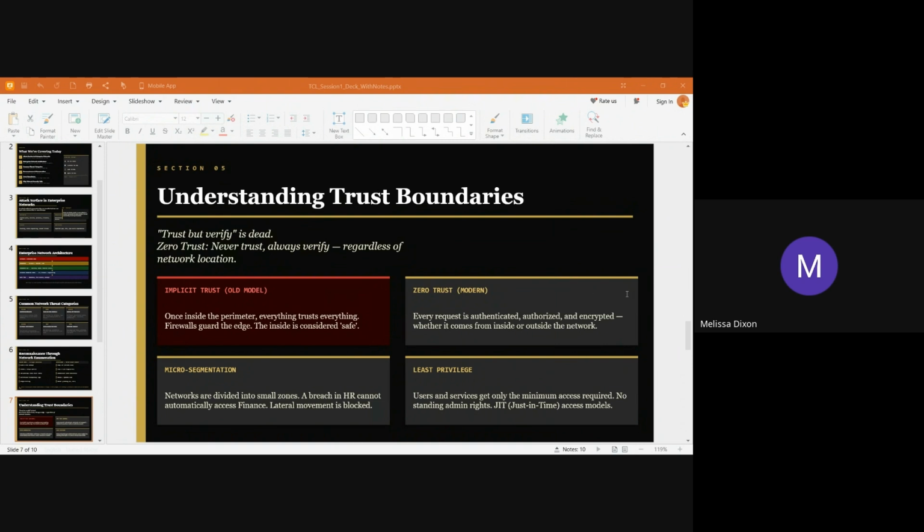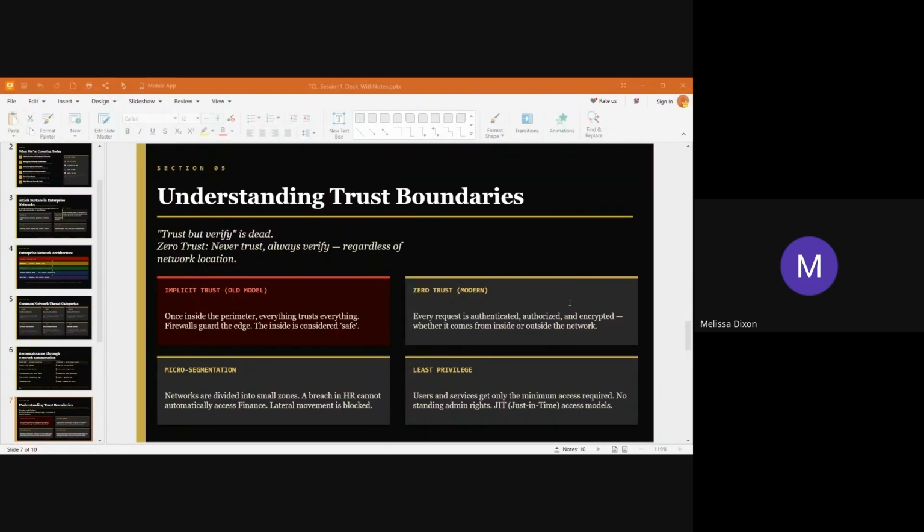So now we have trust boundaries. Trust but verify. Who's heard that phrase? Anybody? I thought that model was now reduced to zero trust. No, that's what I'm about to say next. That's what I was about to say next.